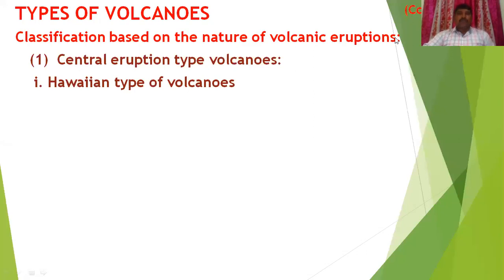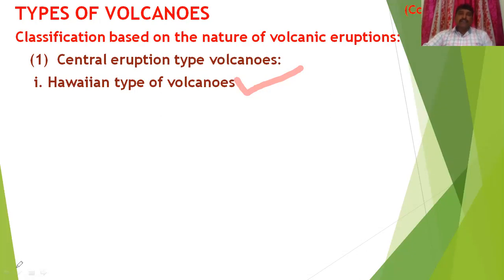Hawaiian type of volcano. The Hawaiian type of volcanoes are a type of volcanic eruption named after the Hawaiian volcanoes. These volcanoes are characterized by the effusive eruptions of very fluid basaltic lavas from craters, lava lakes and fissures with little ejected material, that is, low gaseous content.